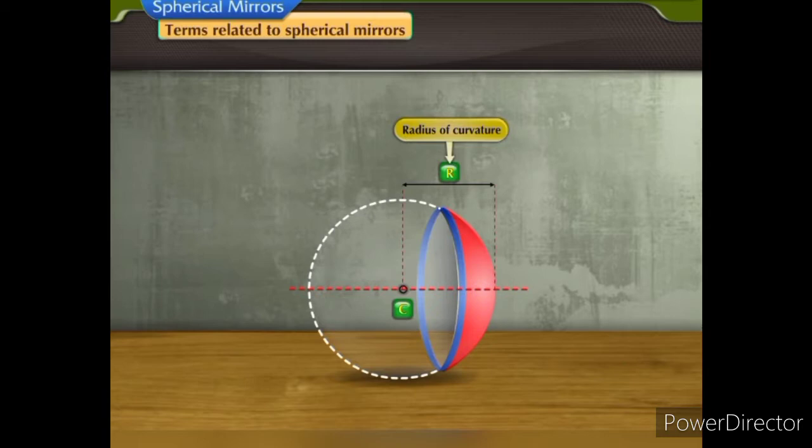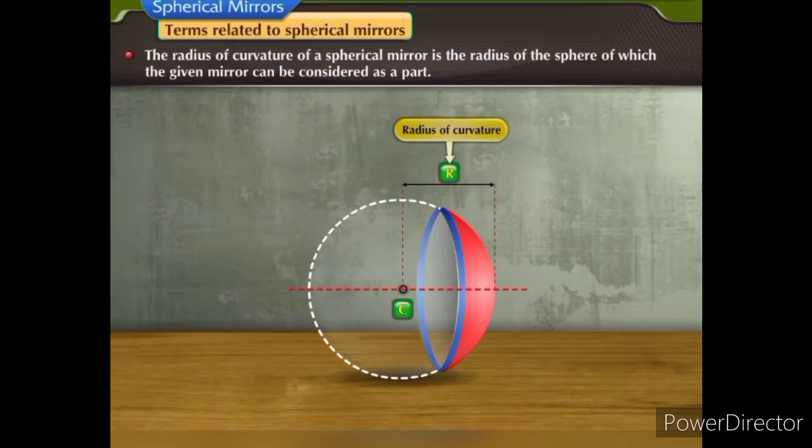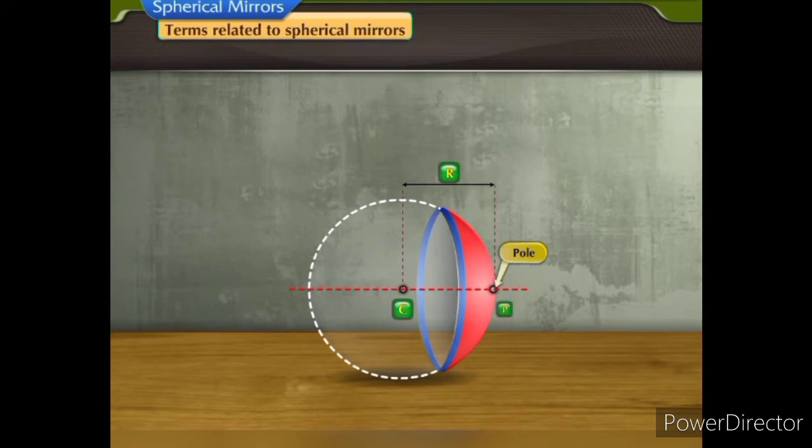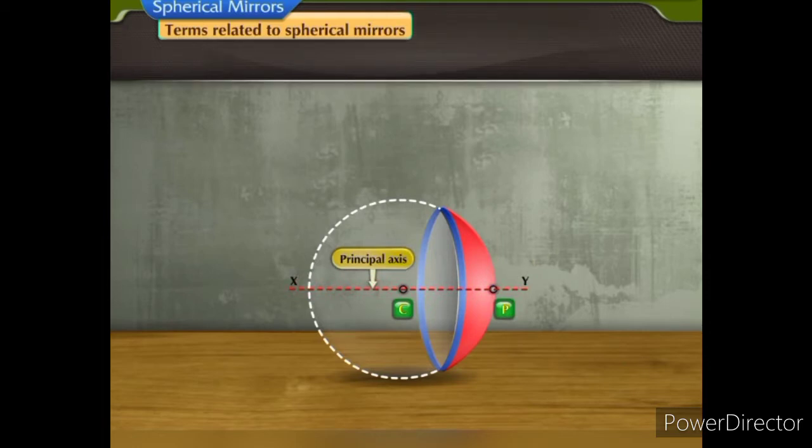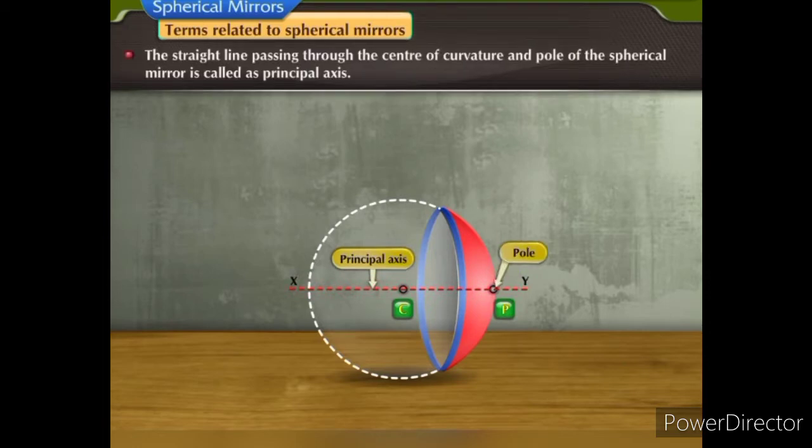Radius of curvature, abbreviated as R. Radius of curvature of a spherical mirror is the radius of the sphere of which the given mirror can be considered as a part. Pole, abbreviated as P. The center point of a given mirror is known as the pole. Here, P is the pole. Principal axis. The straight line passing through the pole and center of curvature of the mirror is known as the principal axis. Line XY is a principal axis.